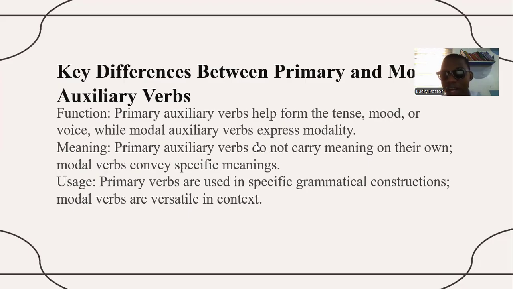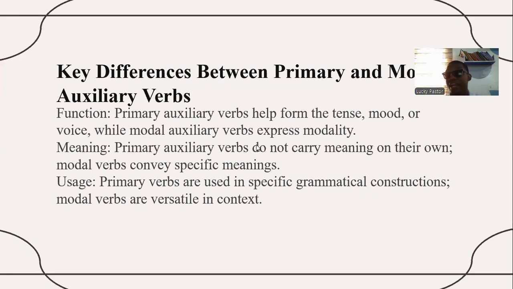For example, when you say, can I? You are expressing ability. It tells you that this is ability, right? Can I? It has its own meaning to an extent, before you now add the main verb to the sentence. So these are differences we can find. Another difference is in terms of usage. Primary verbs are used in specific grammatical constructions. Modal verbs are versatile in context, right? You can use modal verbs in different contexts, while primary auxiliary verbs are used in a specific context.